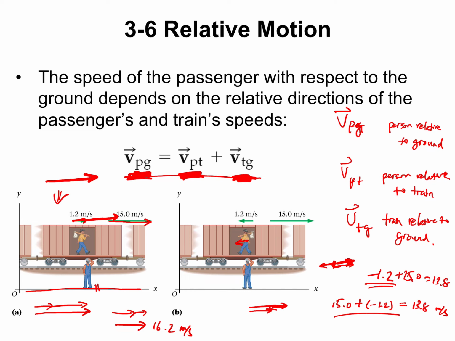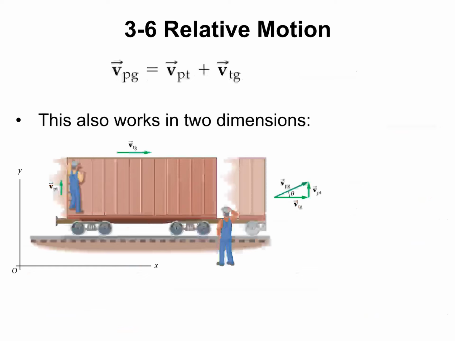relative velocity of the person relative to train 1.2 positive, right? Plus 15, right? Train relative to the ground, right? Equal to 16.2 meter per second. Positive, which means the velocity of the person relative to the ground is 16.2. Okay. All right. This also happens in two dimensions, right?